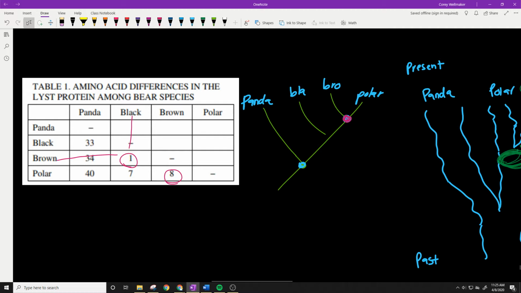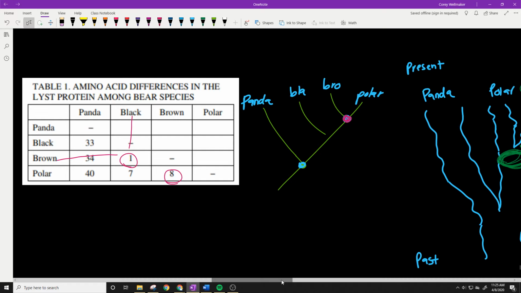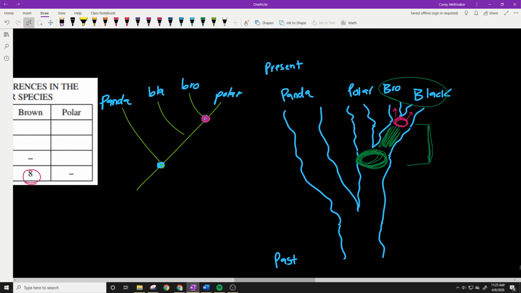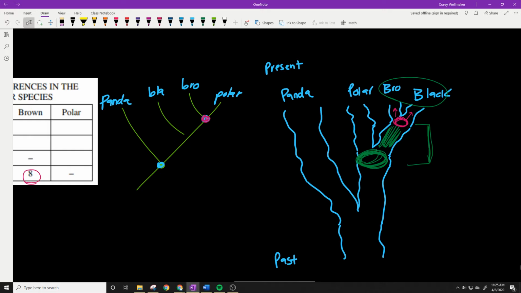That makes more sense, but shouldn't that mean that brown and black should be more different than pandas? No, not necessarily. Look, because if you look at the brown and black and you compare it to the position of polar right next to panda, that is arbitrary.